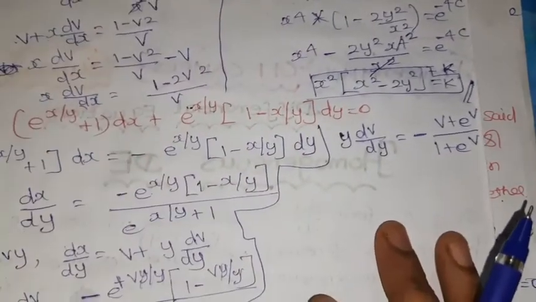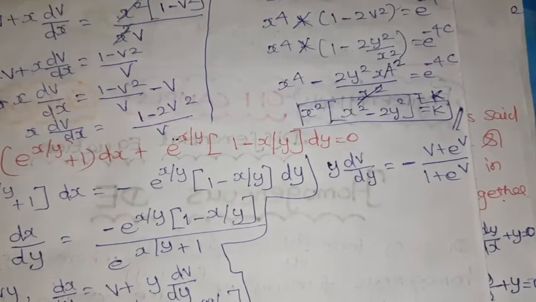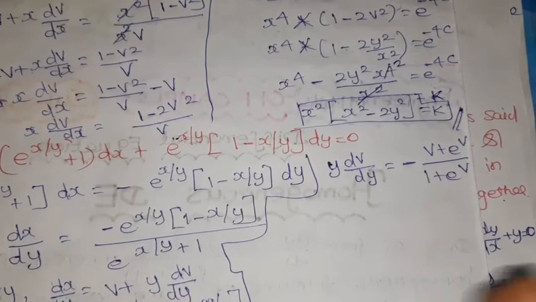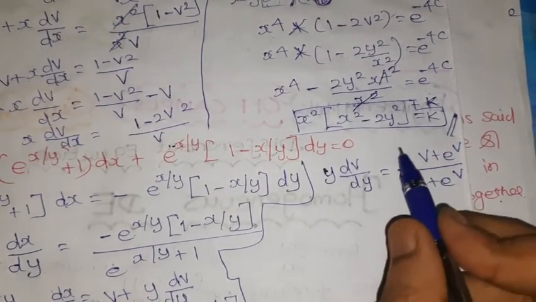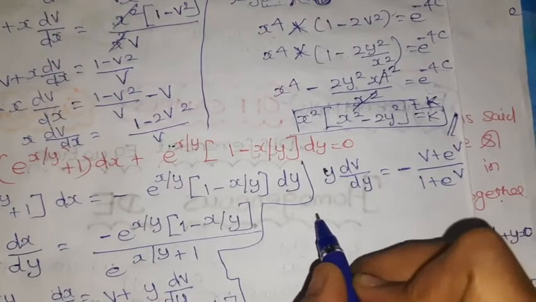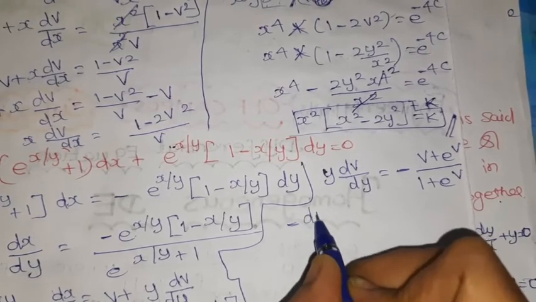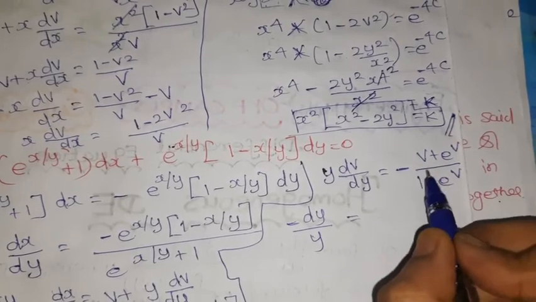So, this is the simplification. Again, now we are going to separate v on one side and y on the other side. By separating both the terms, what we will get? Minus dy by y, this goes to that side, and this will come to this side.